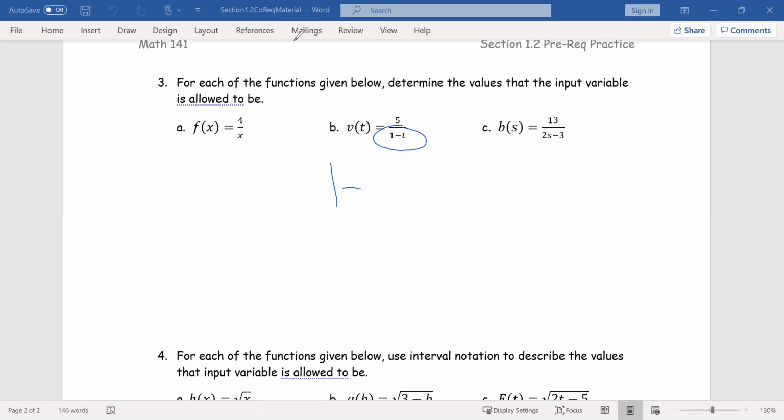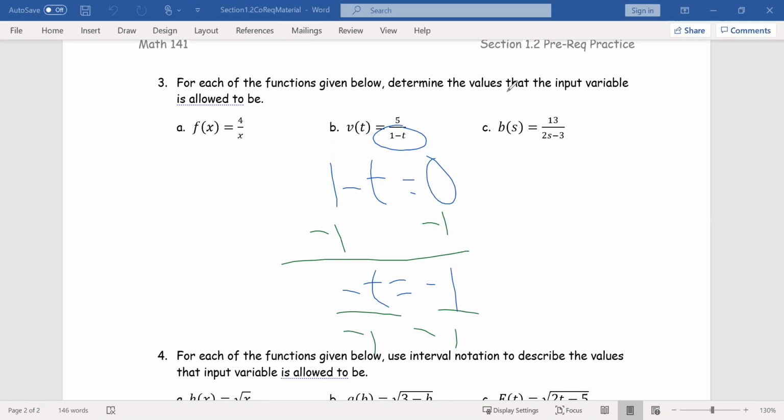So what we can do to deal with that is set up an equation: 1 minus t equals 0. We can solve that by subtracting 1 from each side. Negative t equals negative 1, divided by negative 1. And so we would see here that what makes that equal to 0 is t equals 1, right? So that would be the only thing that cannot be in the domain, or cannot be the values for t in this function. Okay, and so we'd write some interval notation similar to what we did for the previous one.